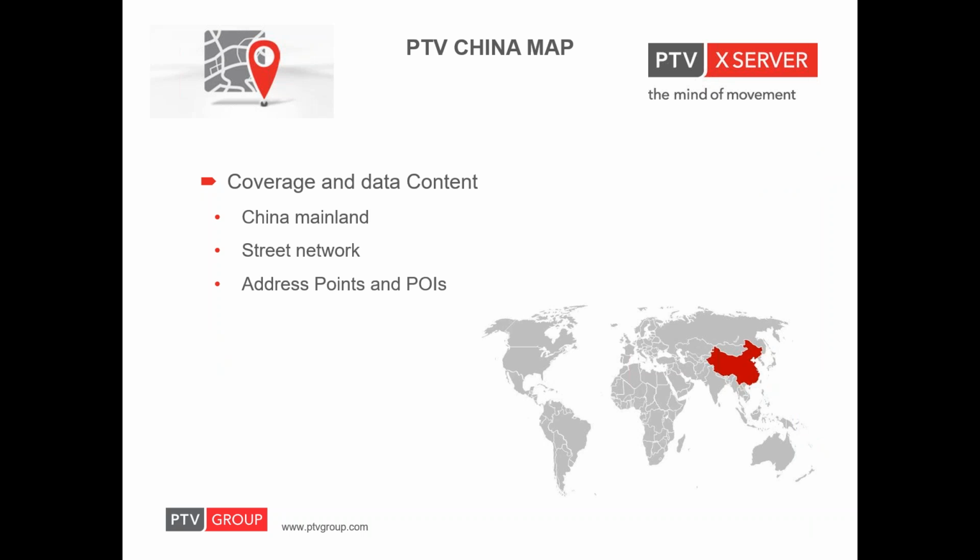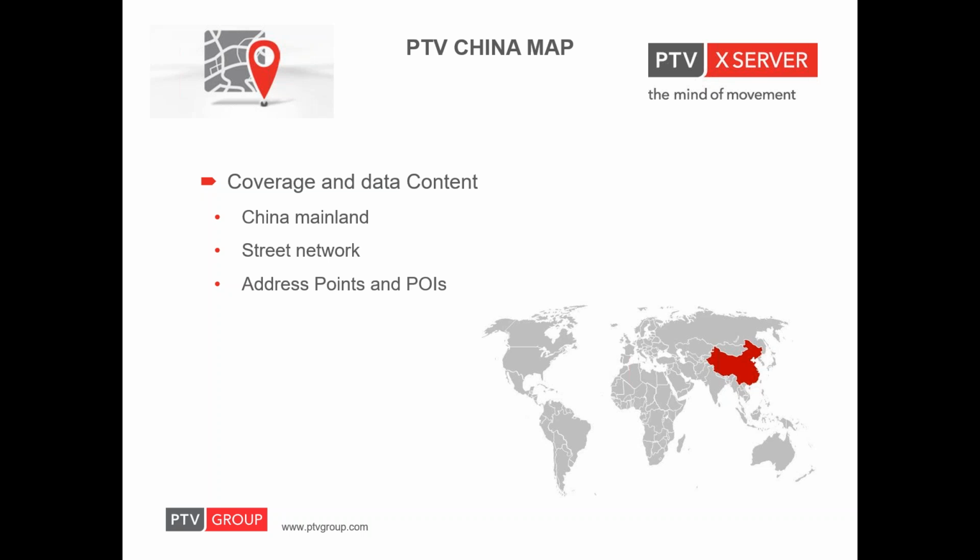So now I hand over to Carmen. Getting to the coverage and data content. The coverage of this map is China mainland, meaning Hong Kong and Macau are not part of this service. It covers the whole street network, also some land use background information. The street network is very, very detailed. You will see it later. We are really down to the lowest level there.